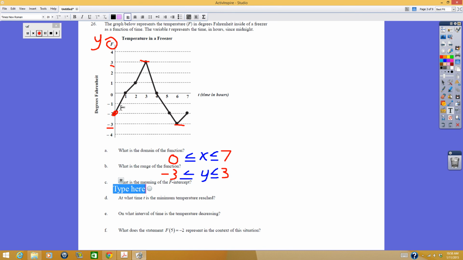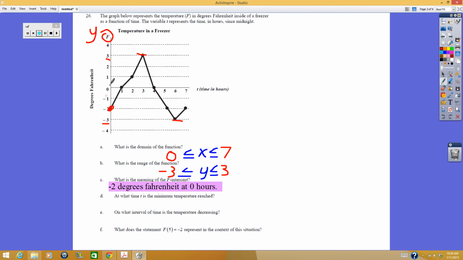So it is -2 degrees Fahrenheit at 0 hours. Okay, so -2 degrees at 0 hours.